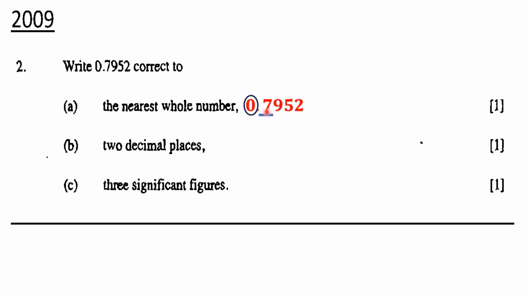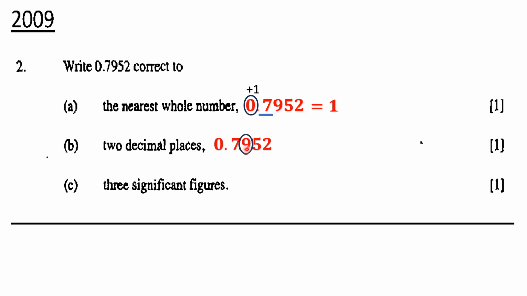We know that 7 is greater than 5, so that means we have to add 1. And so we have 0 plus 1, and 0 plus 1 is just 1. And so the answer is definitely going to be 1 because we drop all of the decimal part and we just keep the 1. Now we want to round to 2 decimal places. Well, 9 is in the hundredths place.